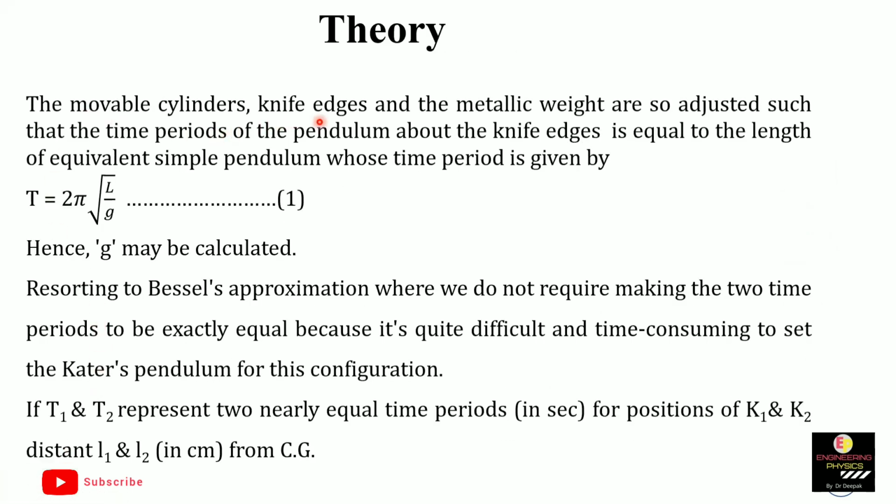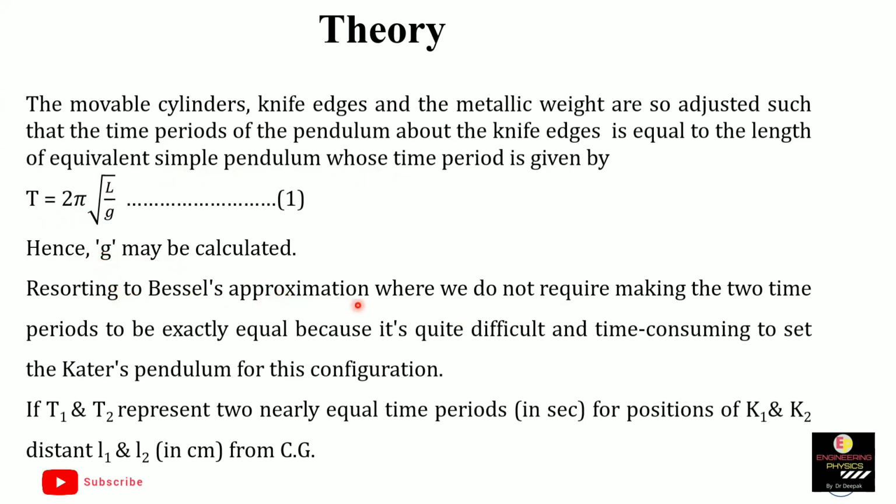The movable cylinders, knife edges, and the metallic weight are so adjusted that the time period of the pendulum about each knife edge is equal to the time period of an equivalent simple pendulum, which is given by T equals 2 pi root of L upon g. From this formula, we can calculate the value of g.